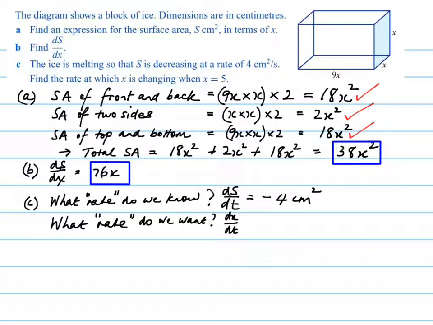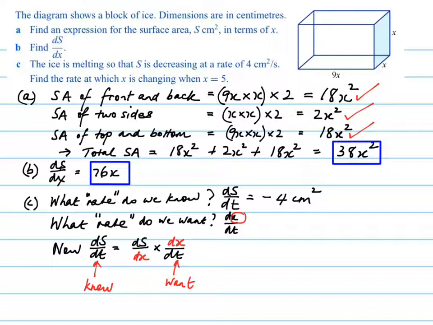Now, we can set up our equation. Starting with ds/dt equals ds/d-something times d-something/dt. What goes in the blank? The x. Isn't it easy? Okay, so that's what we know, and we don't have to do any work on that. That's what we want, so we don't do any work on that at the moment. But this one here is what we need.